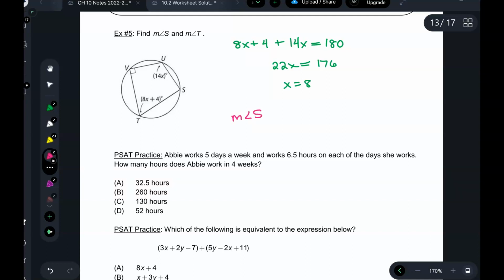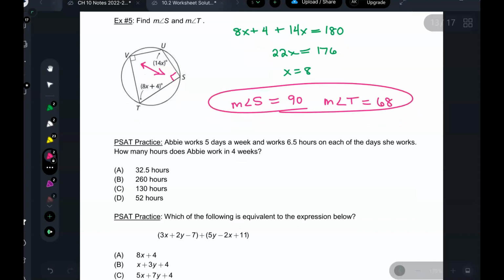Measure of angle S, and that means measure of S is 90, right? S is 90. Good. So if this is 90, then directly opposite also has to be 90. And angle T, 8 times 8, 64 plus 4, so it's 68.